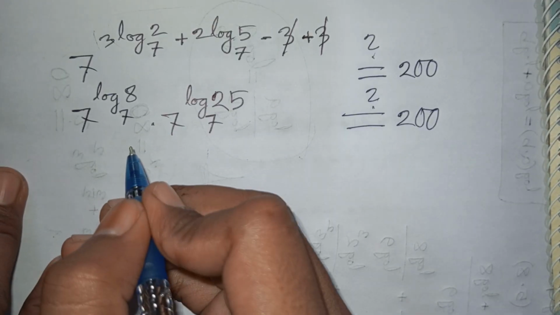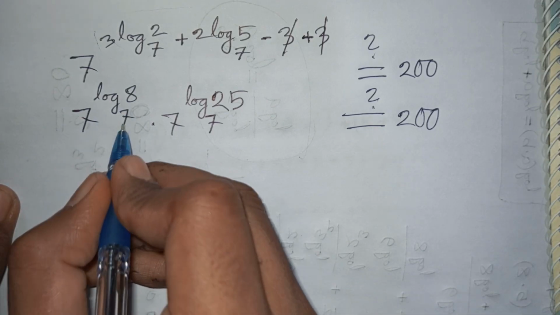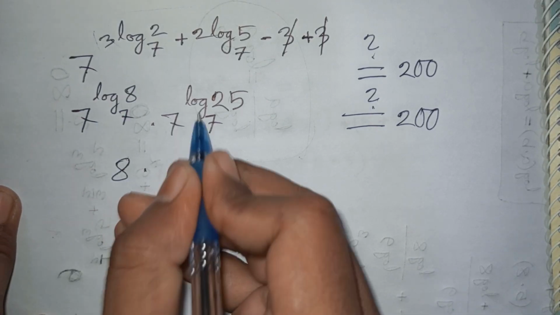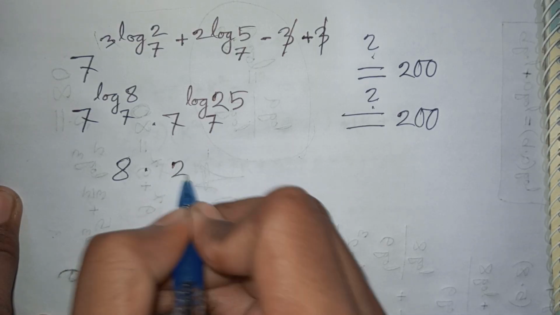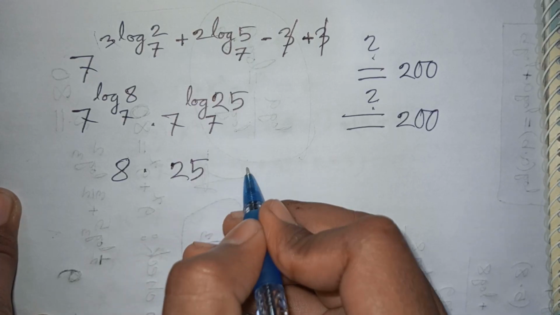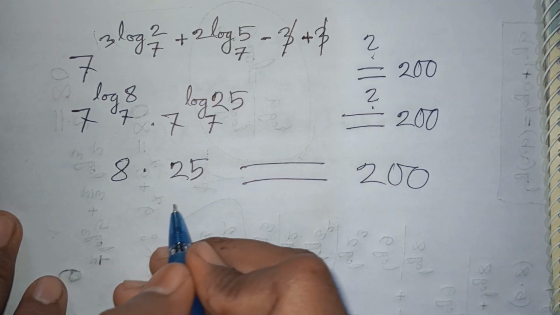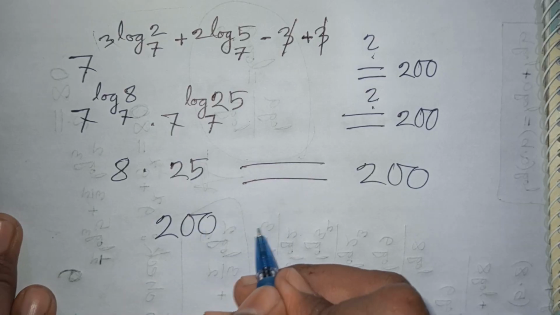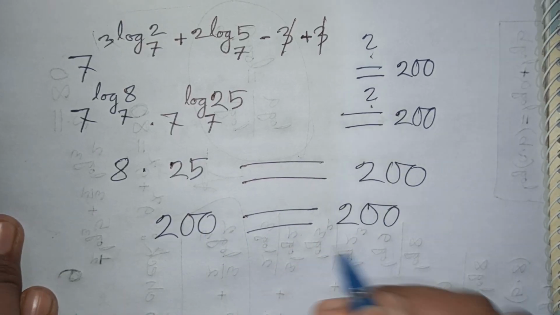In the next step, 7 power of log 8 base 7 means it will be 8, times 7 power of log 25 base 7, that means it will be 25. So 8 multiplied by 25 means 200. So of course 200 is equal to 200. So left side is equal to right side.